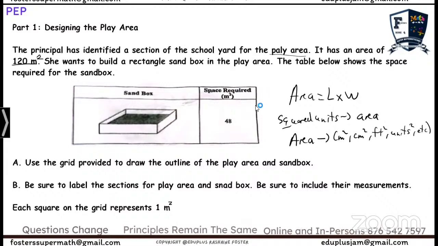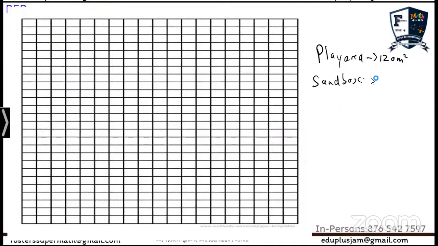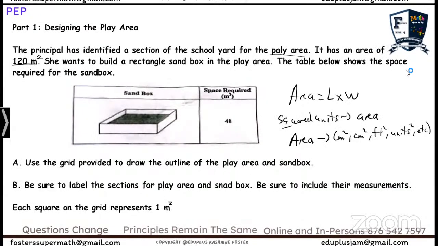She wants to build a rectangular sandbox. Did they give us any information related to the sandbox? Yes, and it's right here, people. Use the information that you see. Miss Mac, can you help them? What's the area for the sandbox? 48 square meters. All right, so everyone, make sure we understand that. I see some people saying that the 120 represents the area of the yard. No, it can't be the area of the yard, people. It has to be the area of the play area.